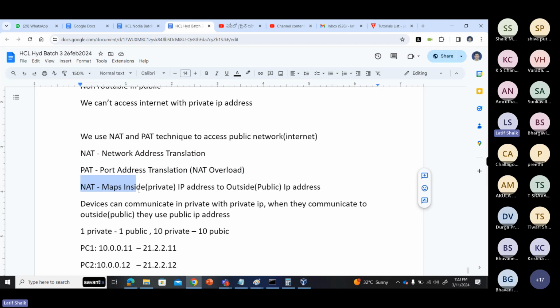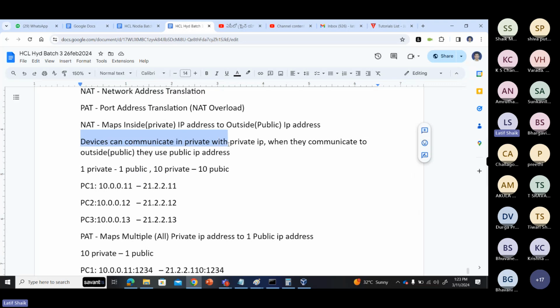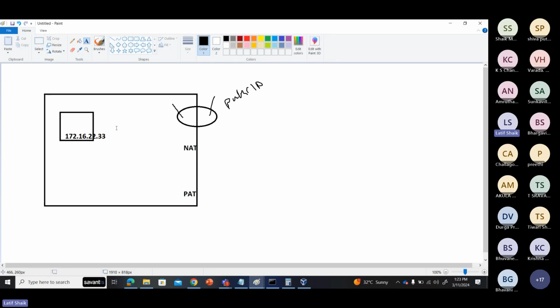What will NAT do? It maps an inside private IP address to an outside public IP address. Devices communicate in a private network with a private IP. When they communicate to public, they use a public IP address. So you have a private network here, but to communicate outside, you need a public IP address.